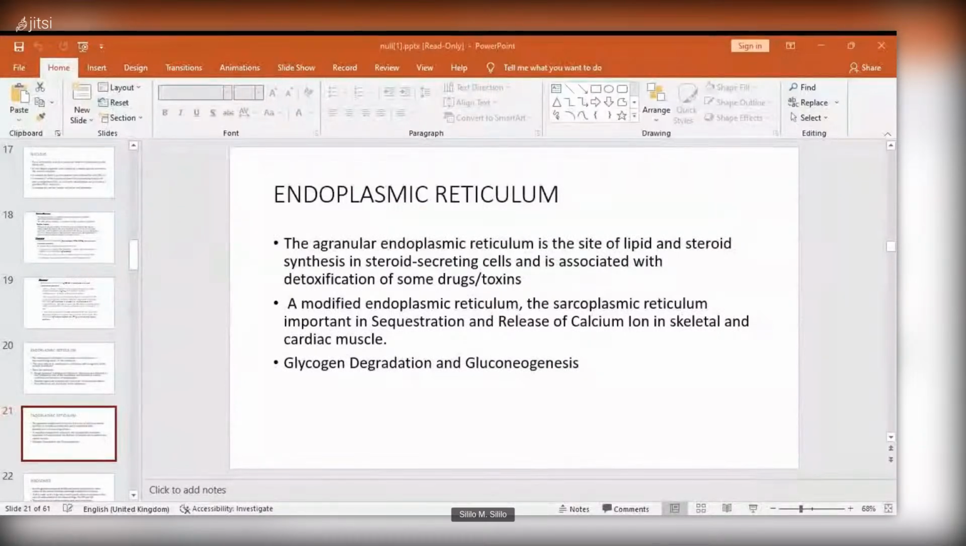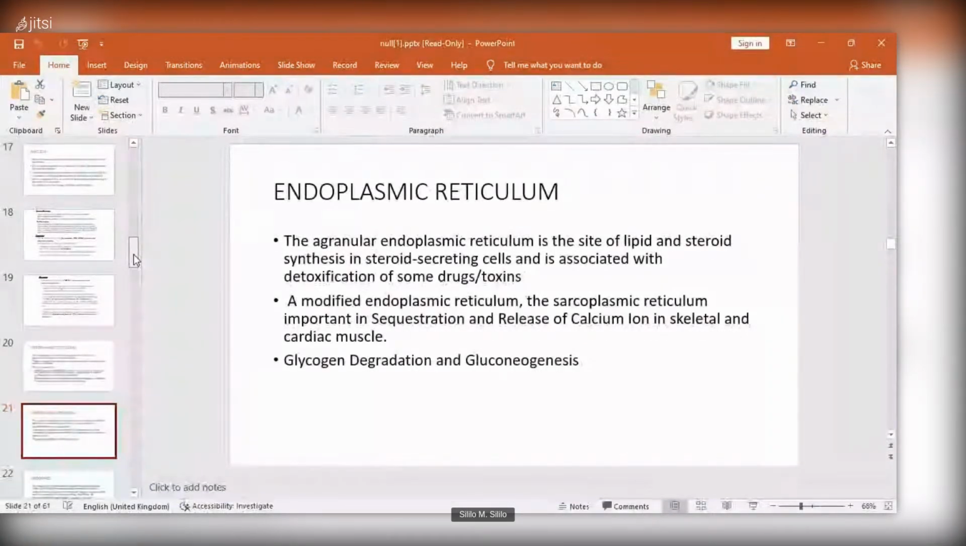Okay. We have a different type of endoplasmic reticulum that we find in muscle cells. They call it the sarcoplasmic reticulum. Let's not bother ourselves for now; we're going to tackle it in detail when we look at muscle physiology. But as you read your books, you're going to find this sarcoplasmic reticulum. It is very important in the release of calcium in muscle, and therefore in muscle contraction.